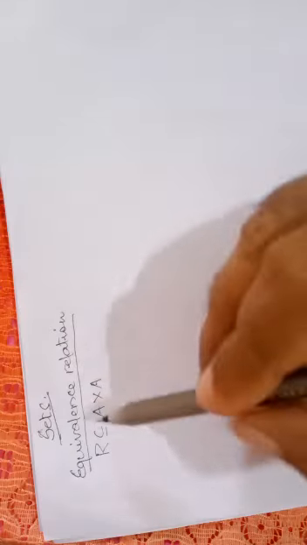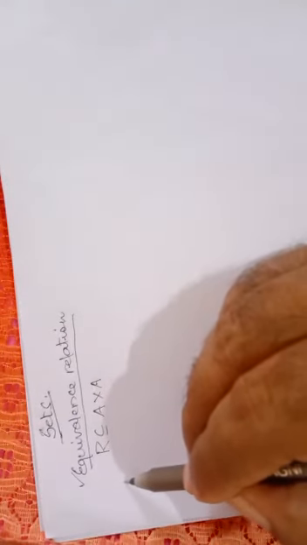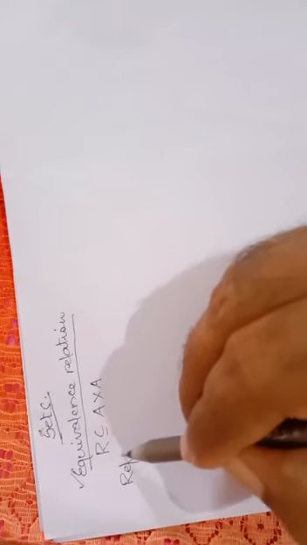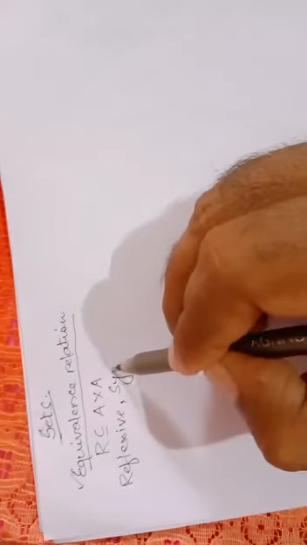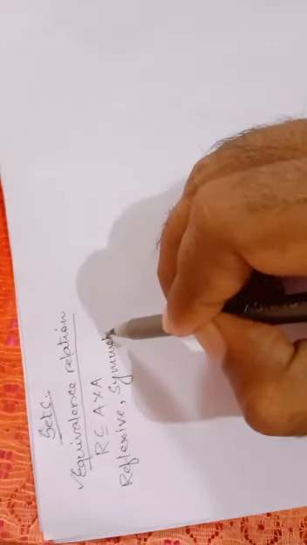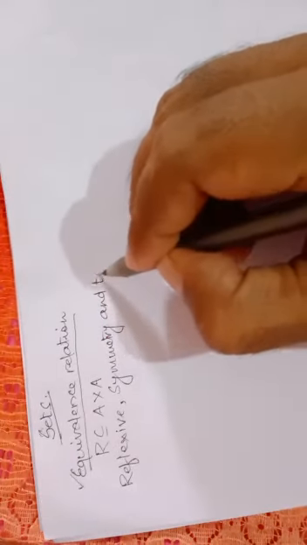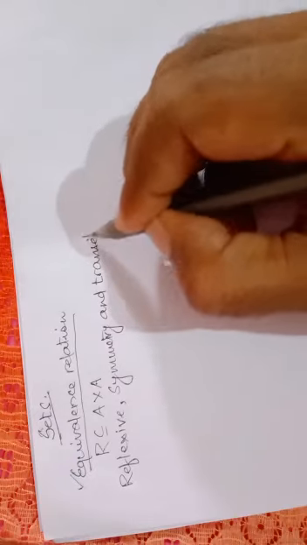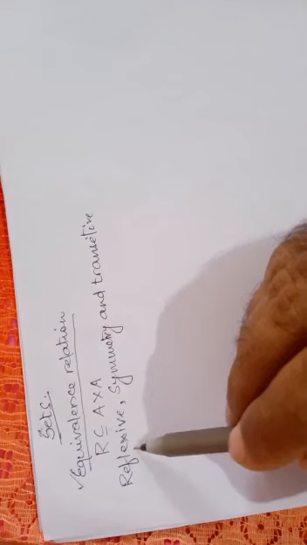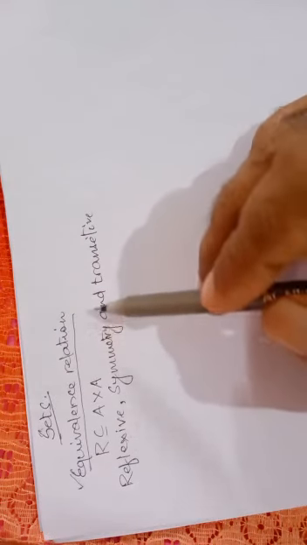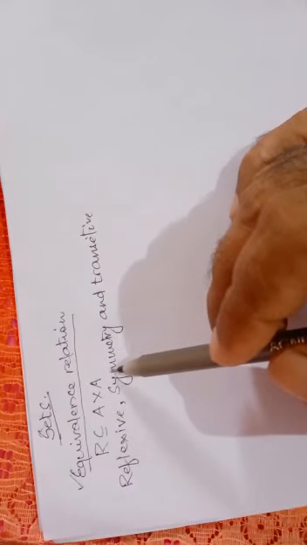Besides this, we have learned equivalence relation. For equivalence relation, the relation must be reflexive, symmetric, and transitive. If a relation is reflexive, symmetric and transitive, then it is called an equivalence relation.